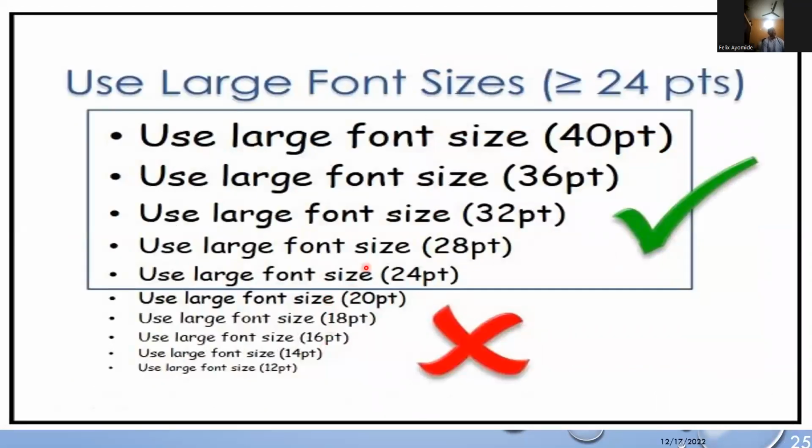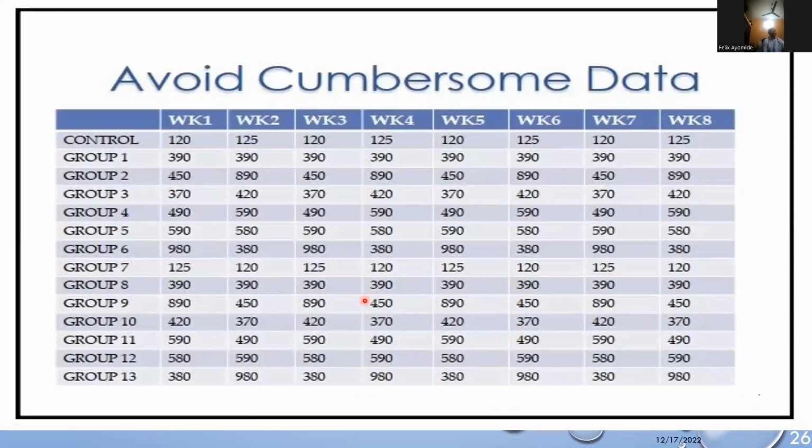And then I talked about the font size, which should ideally be 24. Of course, something like 20 is still manageable, okay? But ideally, if you have a 24-point font size, it is perfect. You can even have it as high as 40 to make whatever you are presenting more visible. Now, this is cumbersome data. You avoid clumsy data like this.